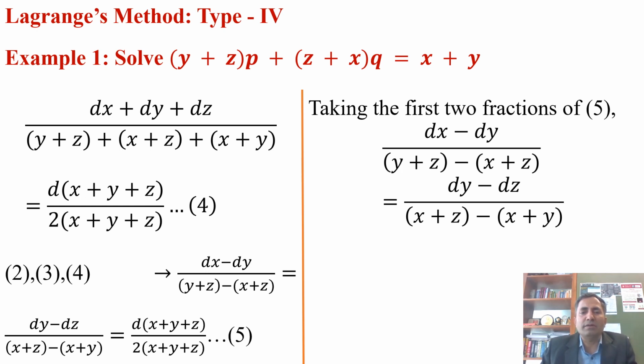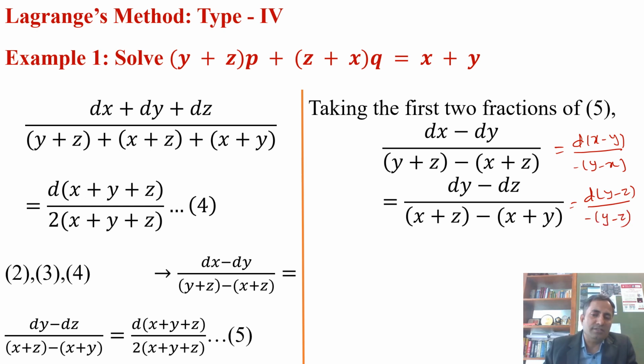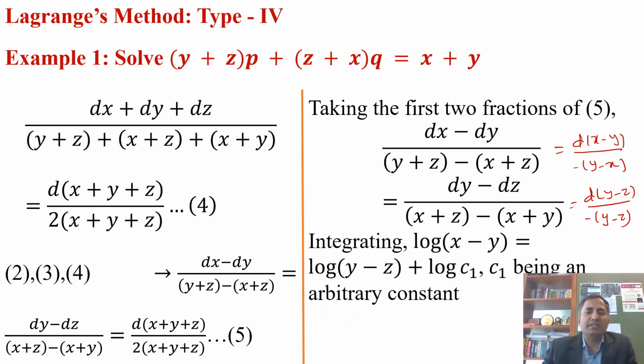d of x minus y upon minus of y minus x, d of y minus z. So it is d of x minus y upon minus of y minus x, and this is d of y minus z upon minus of y minus z can be written here. So you can integrate it.